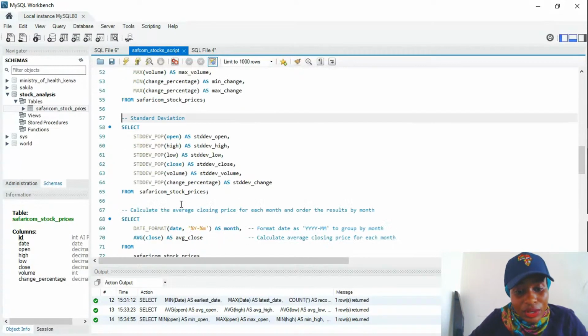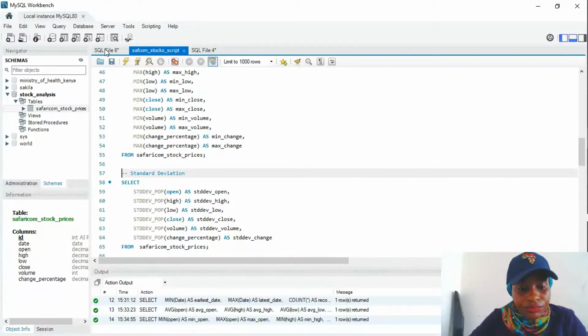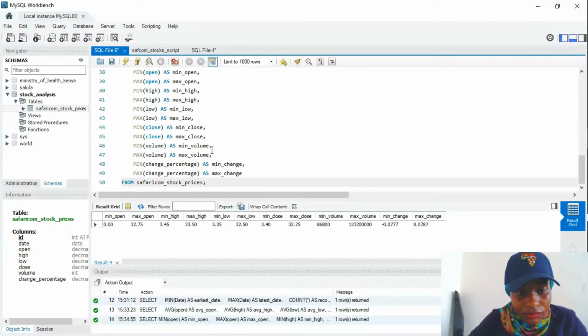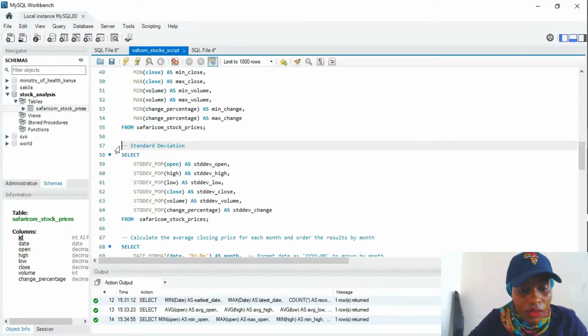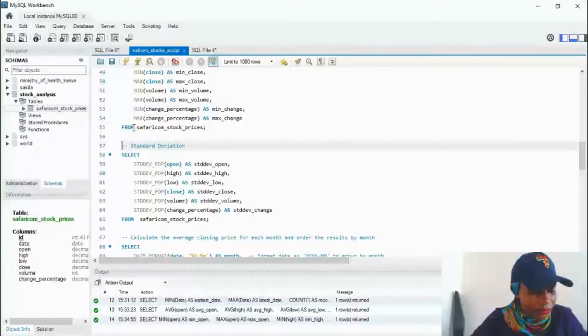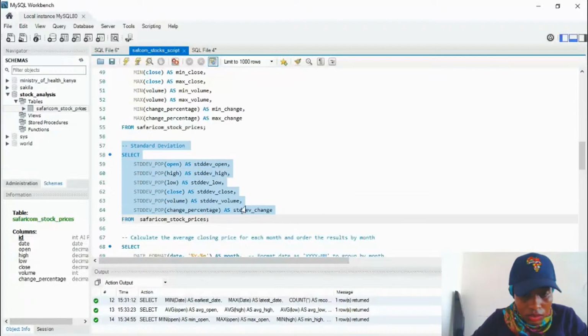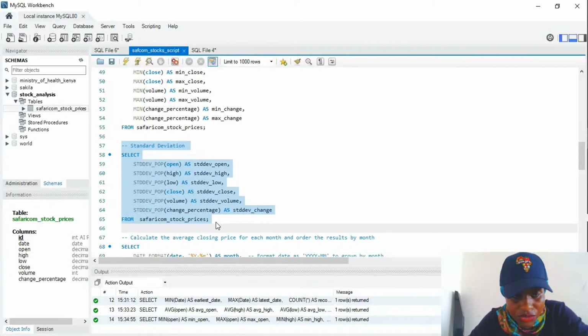Now the next thing to look at is the volatility. The volatility, and so let me just copy that.